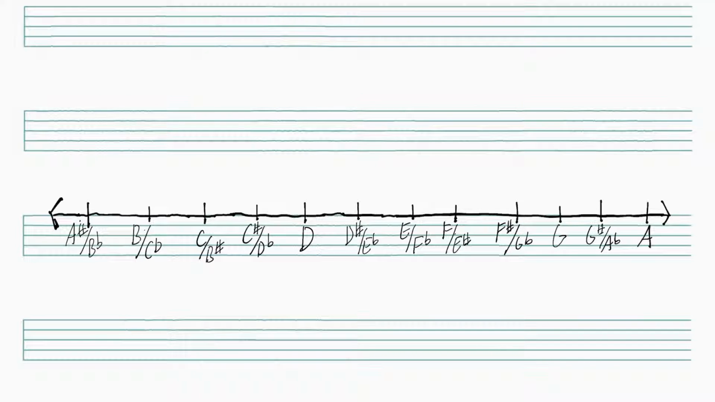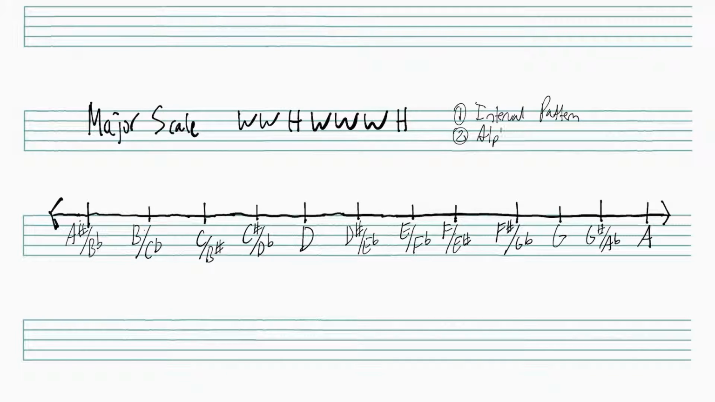And so for the major scale, that interval pattern is whole step, half step, whole step, whole step, whole step, half step. So 2 whole steps and a half step and 3 whole steps and a half step. And to be able to construct major scales, we just need to follow a couple of rules. The first rule is the interval pattern. And the second rule is stay in alphabetical order.